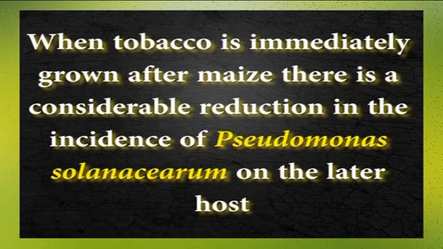Twelfth, when tobacco is immediately grown after maize, there is a considerable reduction in the incidence of Pseudomonas solanacearum on the later host. Thirteenth, there is some prospect of biological control with the application of organic matter in the form of compost and green manure, and even inoculation of antibiotic microorganisms, encouraging antagonism by the application of superphosphate, application of phages in seed, plant and soil, as well as by inoculating with bacteriocin-producing strains.